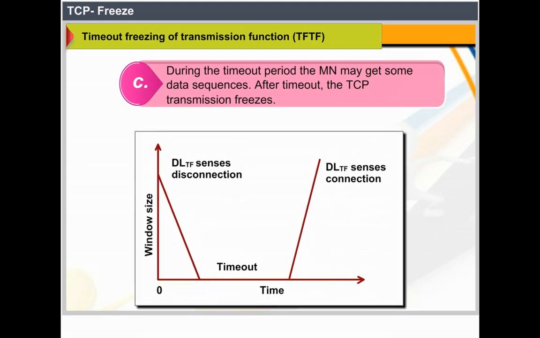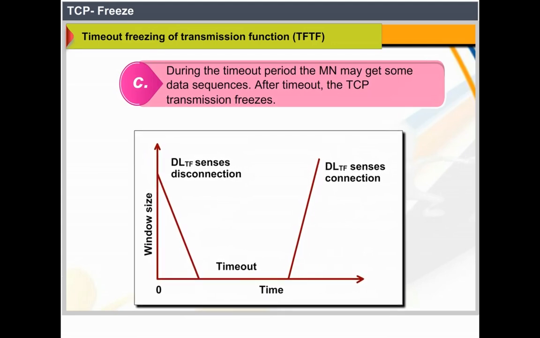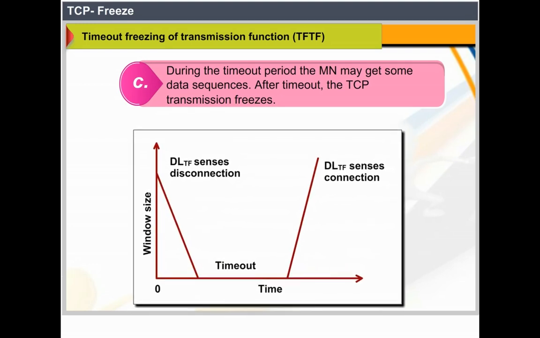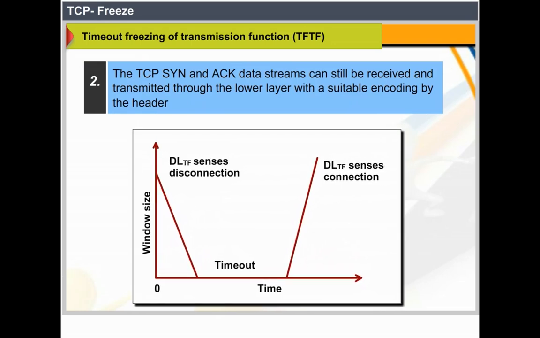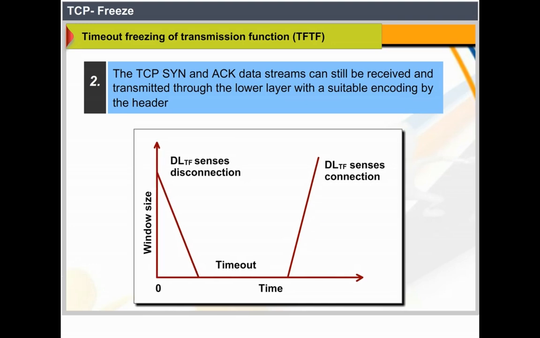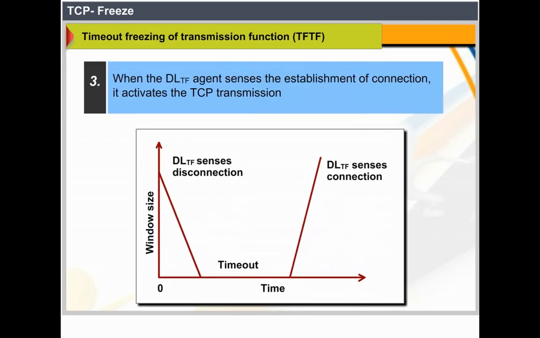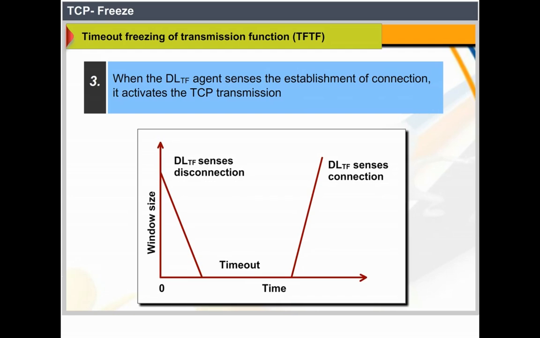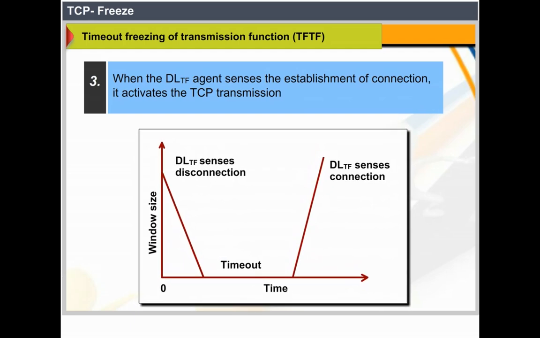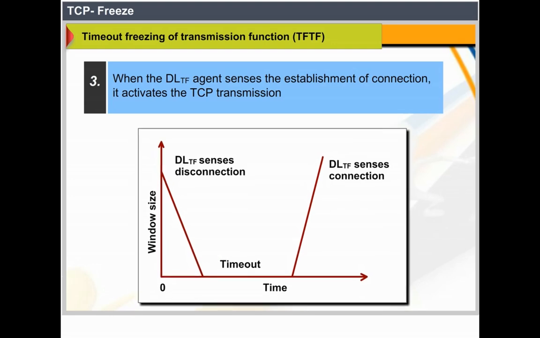During the timeout period, the MN may get some data sequences. After timeout, the TCP transmission freezes. The TCP, SYN and ACK data streams can still be received and transmitted through the lower layer with suitable encoding by the header. When the DLTF agent senses the establishment of connection, it activates the TCP transmission. Figure shows TCP connection timeout freezing.